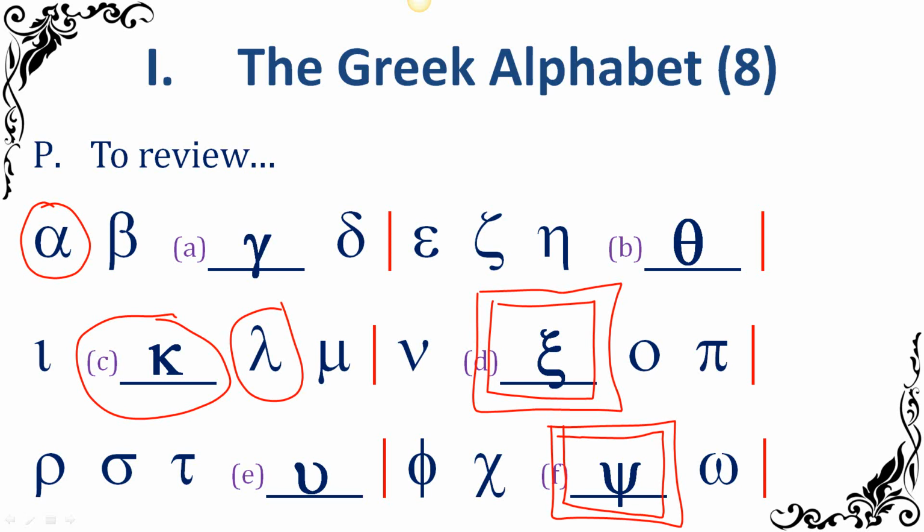Alpha, beta, gamma, delta, epsilon, zeta, eta, theta, iota, kappa, lambda, mu, nu, xi, omicron, pi.